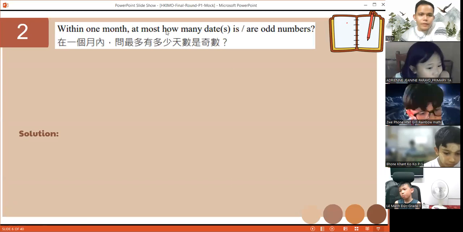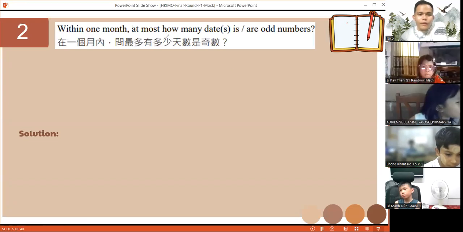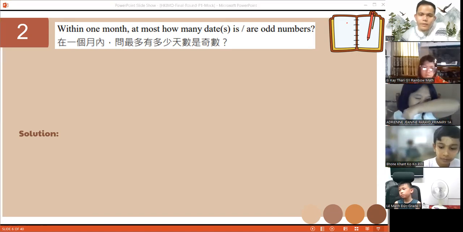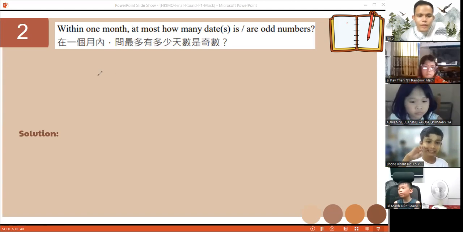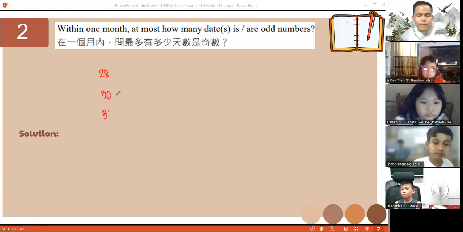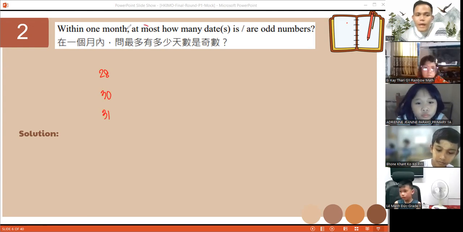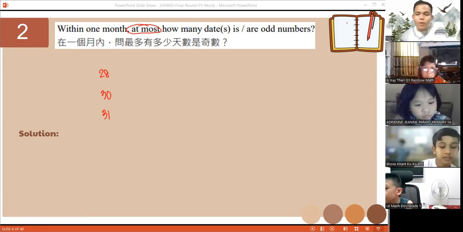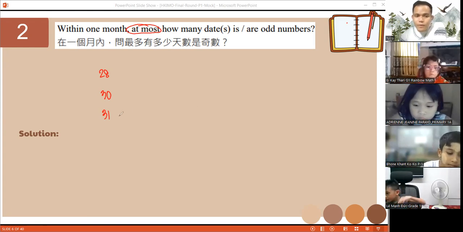Okay, this one. Within 1 month, at most, how many dates will we have an odd number? We're gonna look for odd numbers, right? So we know that in a month, there can be 28 or 30 or 31. Now, the question is for at most number of odd numbers. When do we get the most number of odd numbers? Of course, on the month which has 31 days.